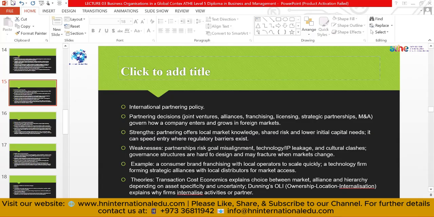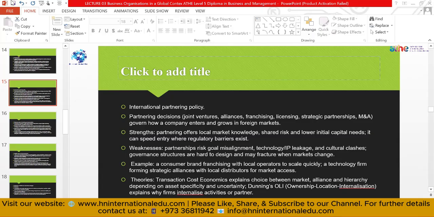The recipes are the same. Theories: transaction cost economics explains the choice between market, alliance, and hierarchy, depending on asset specificity and uncertainty. That is where all these policies lie, on specificity and uncertainty. We're not sure about things the next day, the next hour, a minute, a second, and we are also specified with our rules and regulations. The two things go side by side.